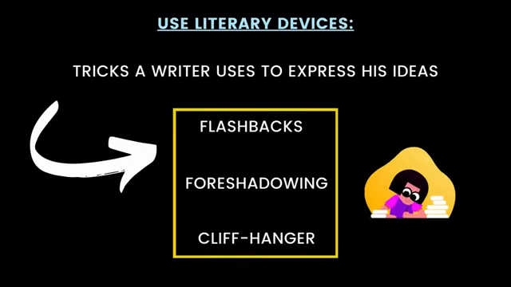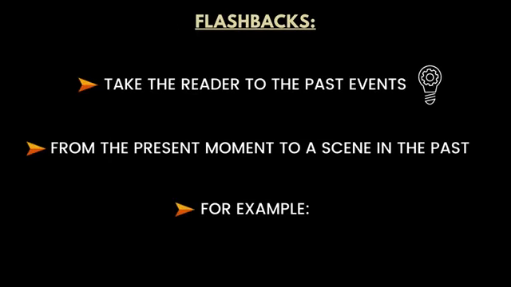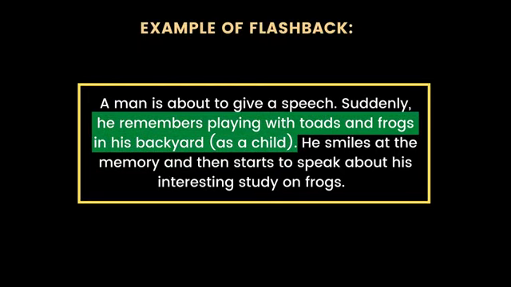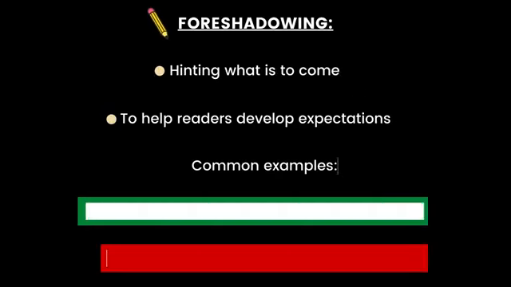If you want your narrative writing to be amazing, you have to use literary devices. These are the techniques that you can use to express your ideas. Let's take a look at some of them in detail. Flashback is a technique of taking your reader to the past. For example, a man is about to give a speech. Suddenly, he remembers playing with toads and frogs in his backyard as a child. He smiles at the memory and then starts to speak about his interesting study on frogs.